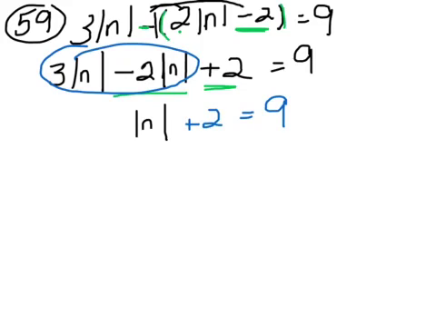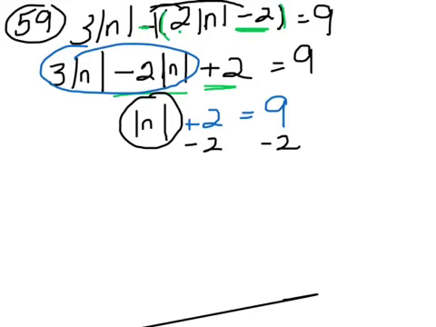Okay. I'm going to get that absolute value by itself. If I want it by itself, I could circle it. Sorry for that line on the bottom. My pinky hit it. The opposite of adding 2 would be subtracting 2. I would have the absolute value of n is equal to 7. Okay, so we know one answer would be 7.